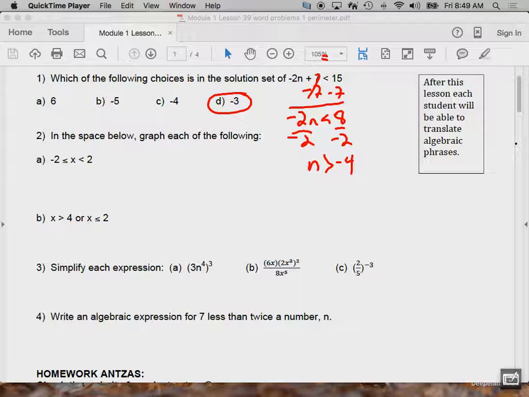Yes, A, negative, is greater than -4 also. So there's two answers. Any other questions?